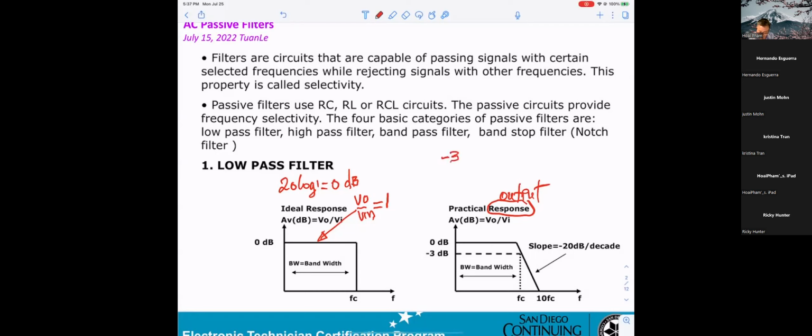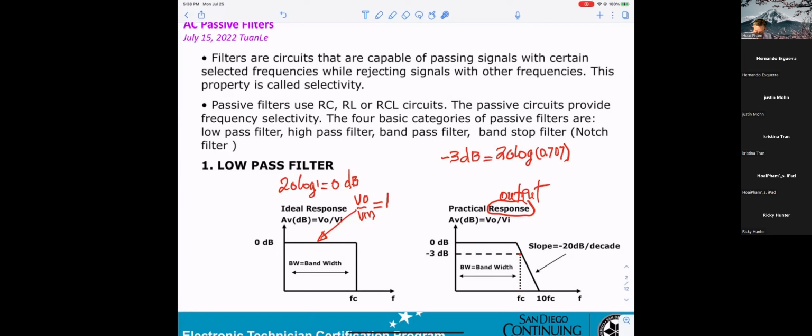So, minus 3 dB. How can we get minus 3 dB? You have to take 20 log of what number? 0.707. Same thing, equivalent to 70.7% of the maximum value. So at this cutoff frequency here, this is the cutoff at minus 3 dB.